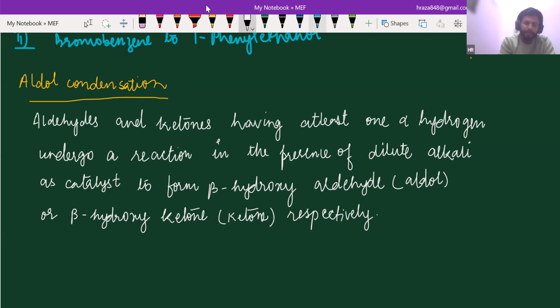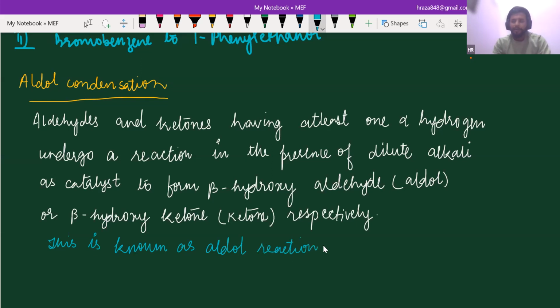This is known as aldol reaction. Only aldol reaction. What is aldol condensation reaction? I will write that after the explanation. Please do write it and then let me know.